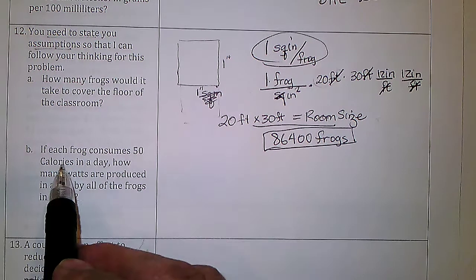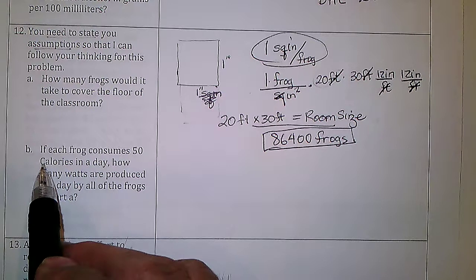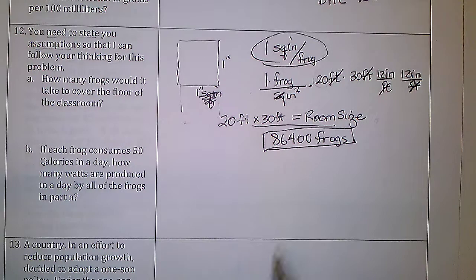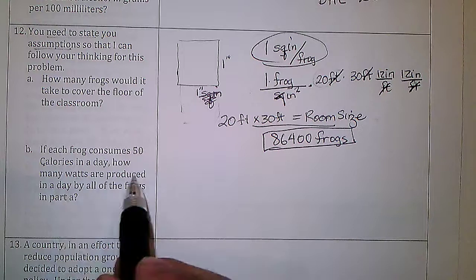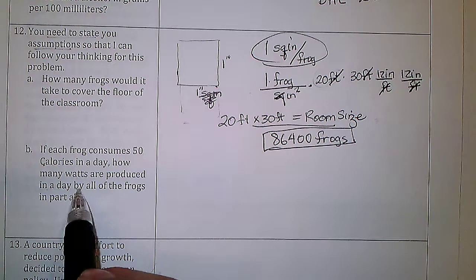If each frog consumes 50 calories in a day, how many watts are produced in a day by all of the frogs in part A?